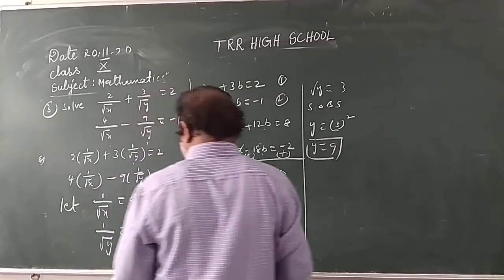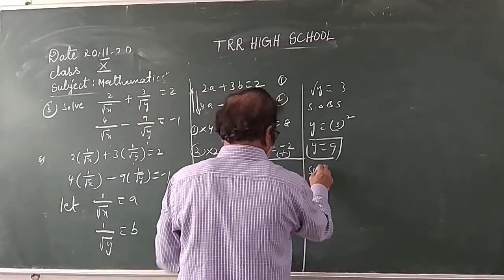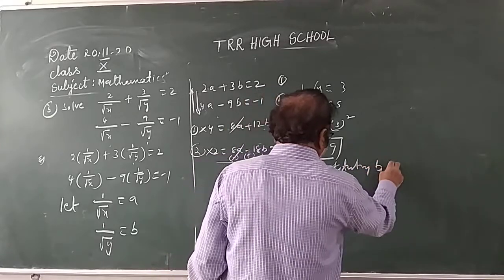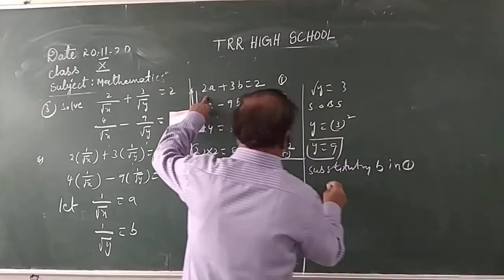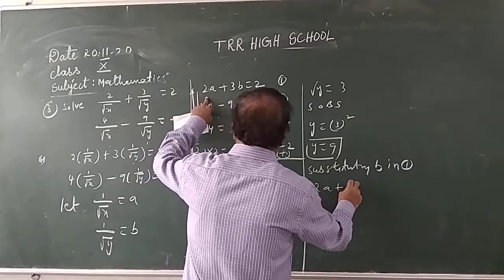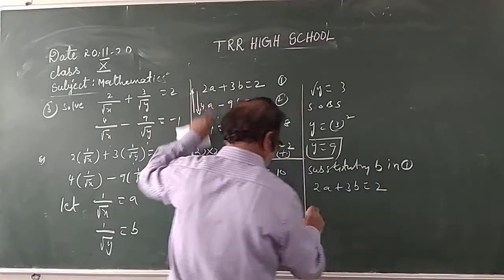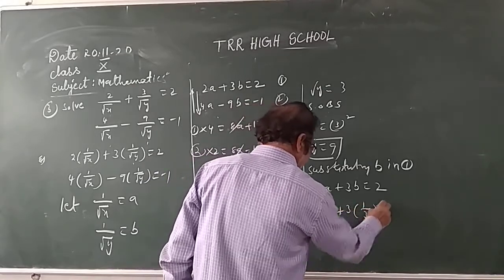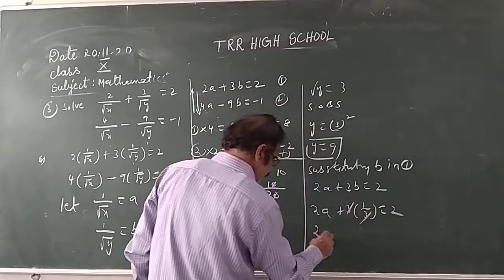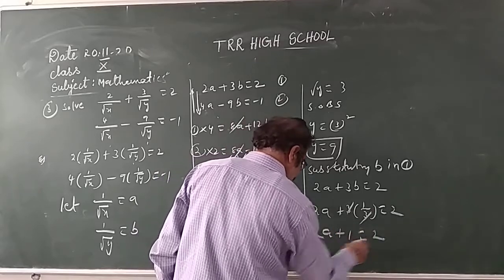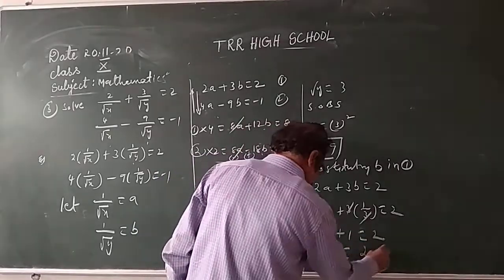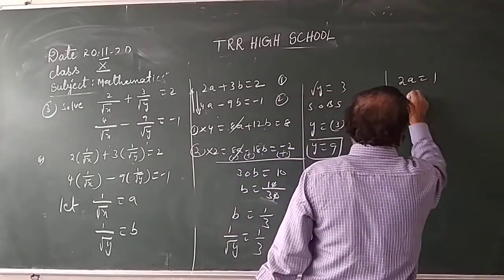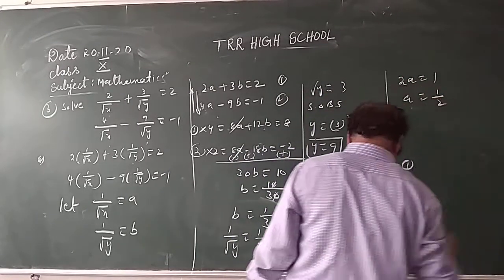So substituting the b value. Substituting b in the first equation: 2a plus 3b is equal to 2a plus 3 into the b value 1 by 3 is equal to 3. 3 times 1 by 3 is 1. 2a plus 1 is equal to 3, so 2a is equal to 2. a is equal to 1 by 2.